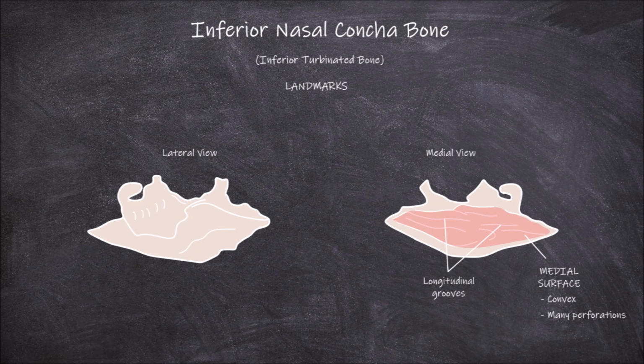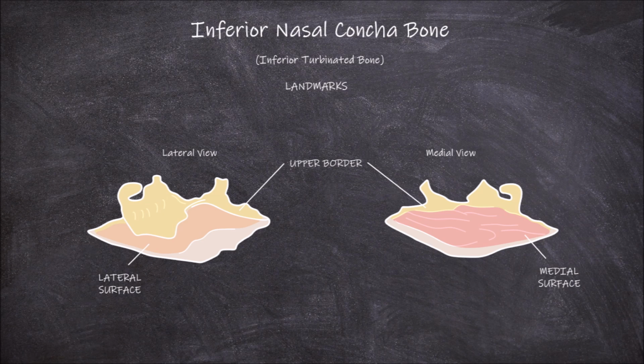The second surface is the lateral surface. This surface is concave in shape. It also forms a portion of the inferior nasal meatus. This bone also has 2 borders. The first of these borders is the upper border, also known as the superior border. This border is both thin and irregular.